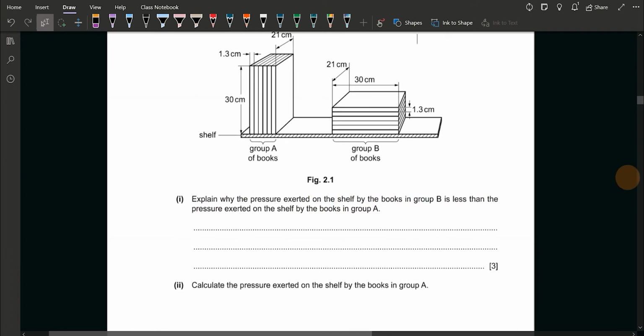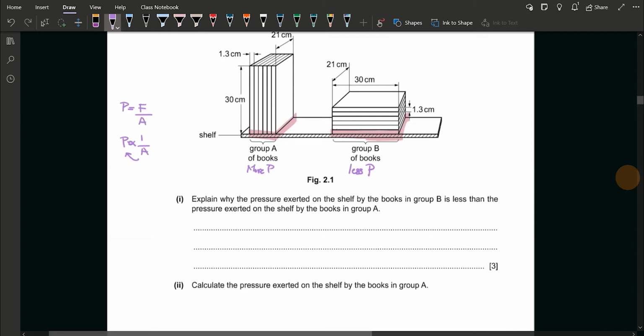So we know the formula P equals force divided by area, and according to this formula pressure is inversely proportional to area, 1 by A. So as area increases, pressure should decrease, and we can see here the area of group A is less, so that means the pressure should be more, and the area for group B is more, so that means less pressure.